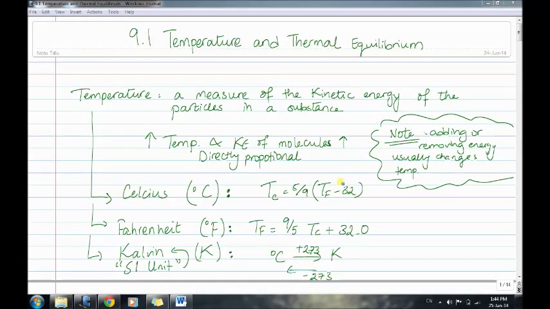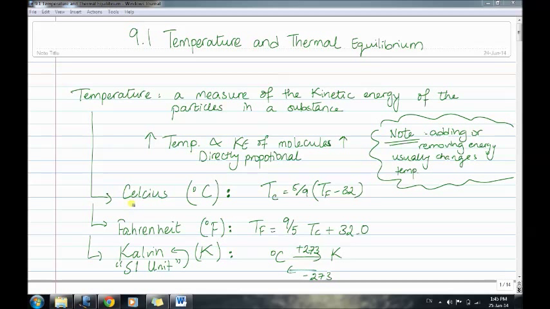Okay, today I'll be explaining 9.1 temperature and thermal equilibrium. What is temperature? Temperature is a measure of the kinetic energy of the particles in a substance. Now, when temperature increases, the kinetic energy of molecules increases, which is directly proportional. Now, adding or removing energy usually changes temperature.